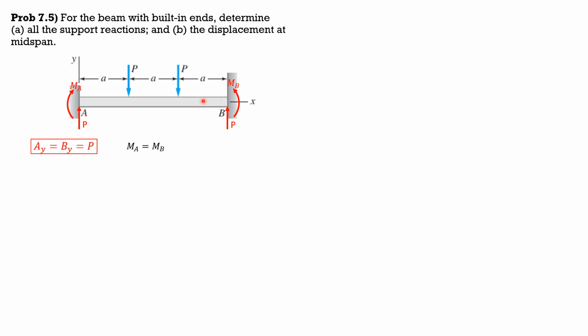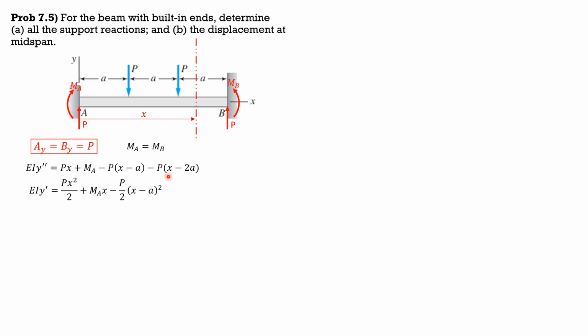So let's section this part. EIY double prime equals PX plus MA minus P times quantity X minus A minus P times quantity X minus 2A for this load here. Integrating, EIY prime is equal to PX square over 2 plus MAX minus P over 2 quantity X minus A square minus P over 2 quantity X minus 2A quantity square.